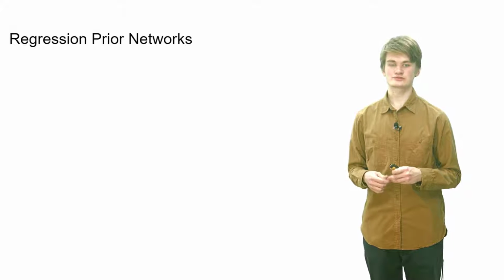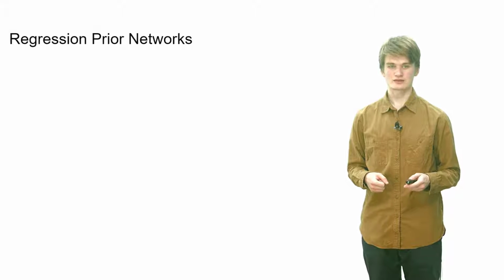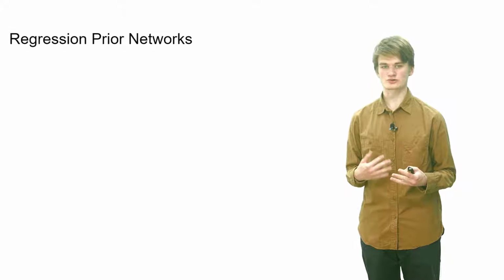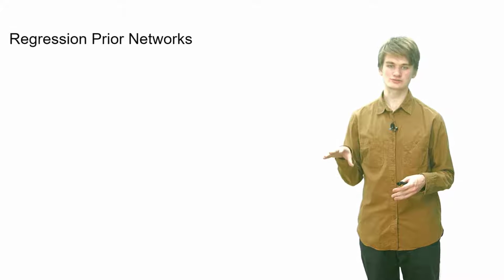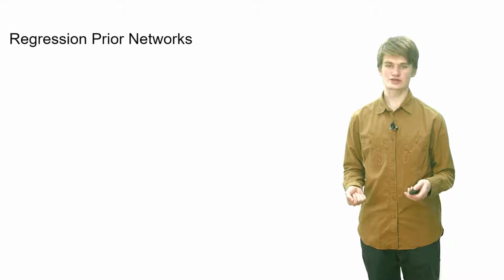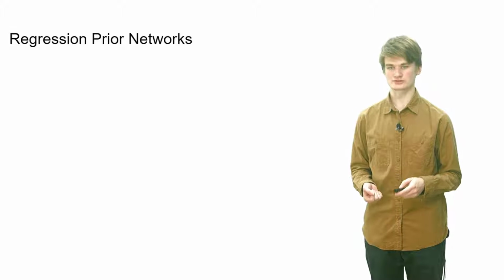That brings us to the regression prior networks. The main idea is as follows. Let's consider a distribution over the parameters of normal distribution and use it to obtain meaningful uncertainty measures and improved accuracy of Gaussian ensemble.